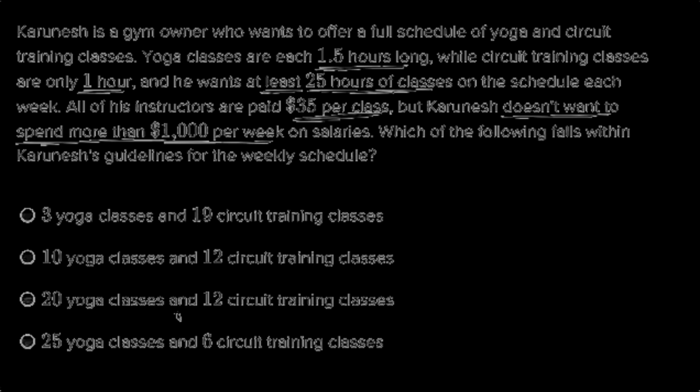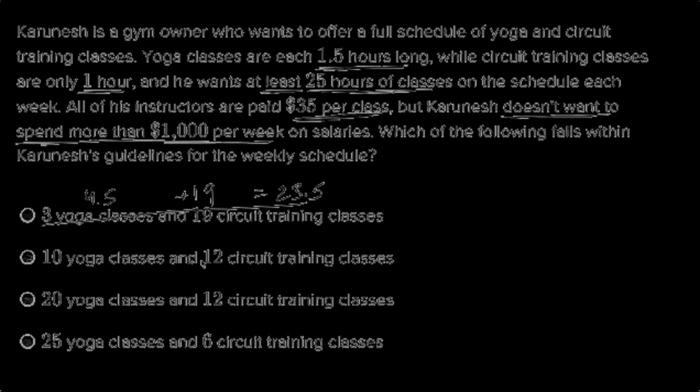So we can just go through these choices. We can say, okay, which of these meet the at least 25 hours of classes, but then don't break the bank, don't cost more than $1,000. So this first one right over here, 3 yoga classes at 1.5 hours each, well, this is going to be 4.5 hours here. Plus 19 hours, each circuit training class is an hour. So plus 19 hours is going to get you to 23.5 hours. So that doesn't get us to at least 25 hours of classes. So we can rule that out.